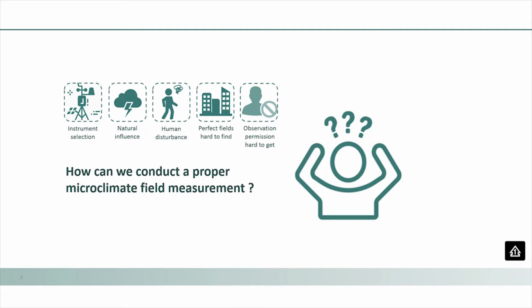As we already know, field measurement is very important, but field measurement contains many details that would influence the accuracy of measurement result, and our landscape students may not have enough experience in how to select the instrument, how to select a field site, how to respond to unexpected conditions. So therefore, we need a guideline to tell us how to conduct a proper microclimate field measurement.